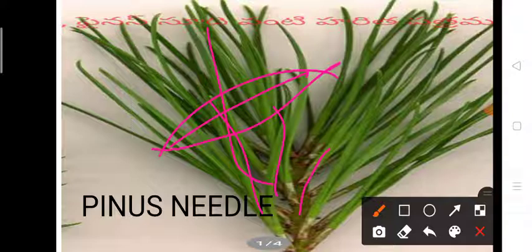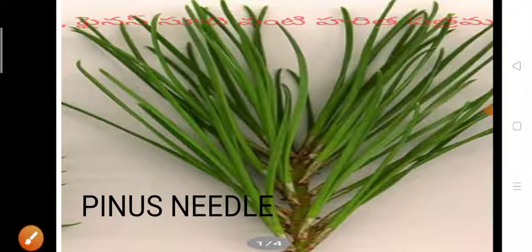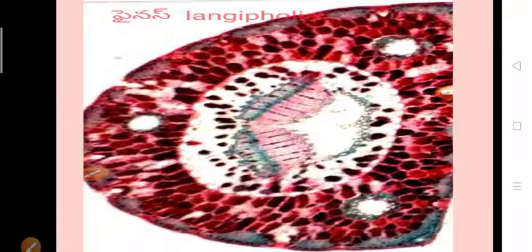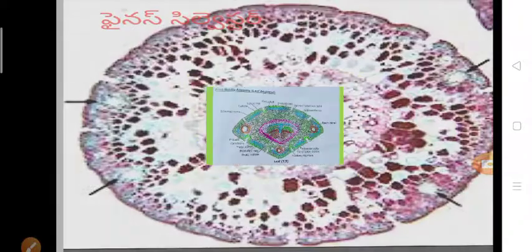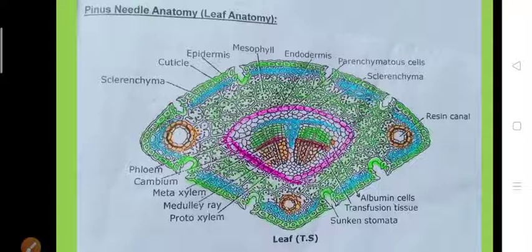In transverse section, Pinus needle shows triangular, semicircular or circular shapes. Pinus longifolia shows a semicircular shape. Pinus sylvestris shows a circular shape. In transverse section, Pinus strobus shows a triangular shape.